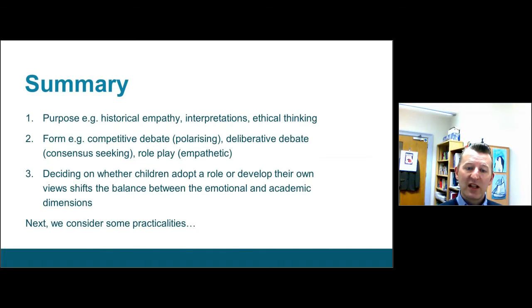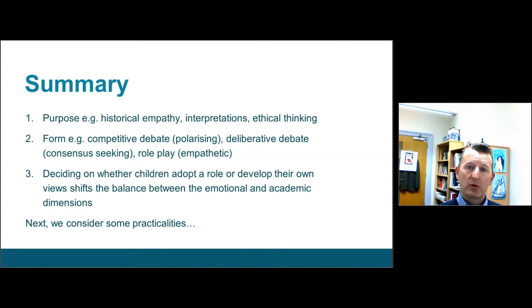And to what extent will we just let people respond, and to what extent will we give them roles and encourage a form of role-playing debate in which we can encourage an empathetic engagement with the evidence and the arguments. So these are all decisions that need to be made, and then deciding on whether children adopt a role that you've given them or develop their own view is important, because it shifts the balance in terms of the emotional content of the lesson. So if this is a very controversial topic, you may want to assign people roles so that their own emotions don't get in the way.